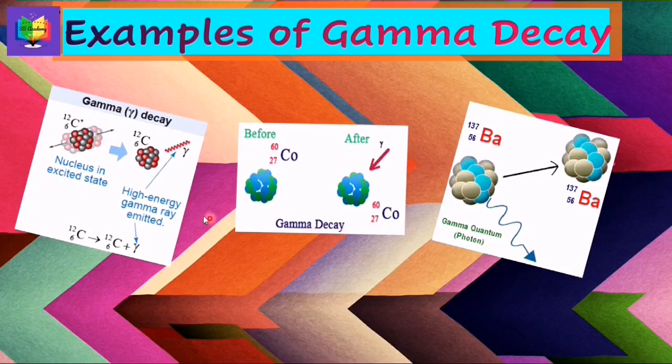Now these are some of the examples of gamma decay. As I have already told you, there is no change in the element, only gamma rays are emitted. So gamma ray emission does not change the element. Carbon remains the same, cobalt-60 remains the same, barium-137 remains the same. So kindly note that this is an isotope of carbon-12 here.